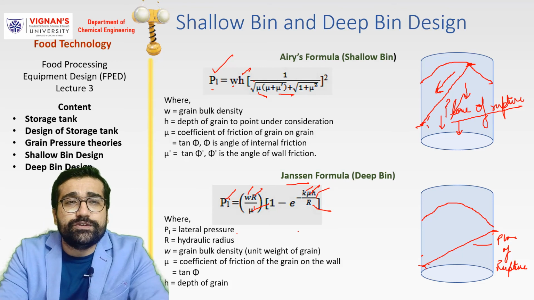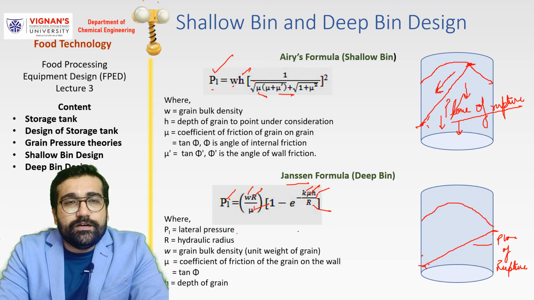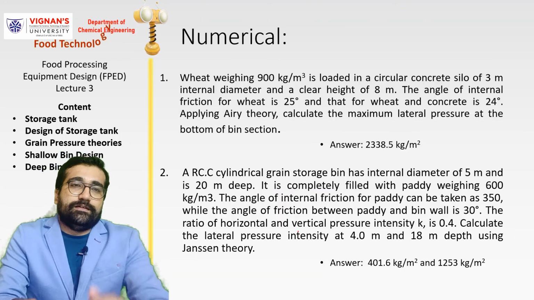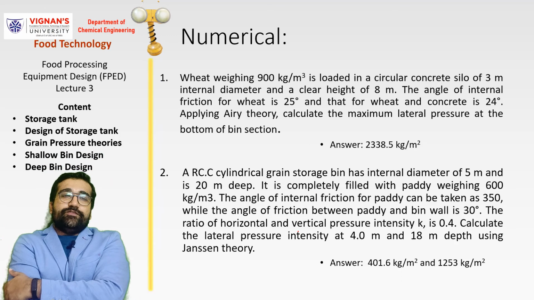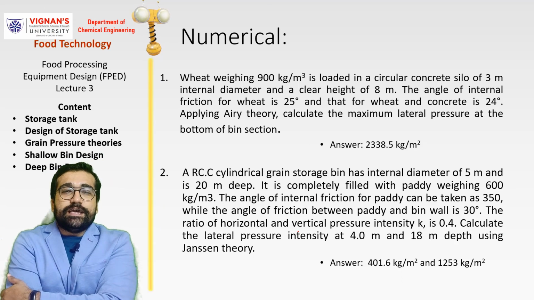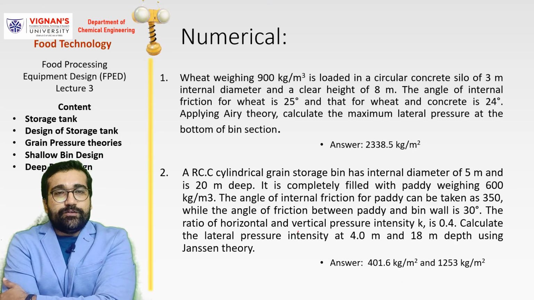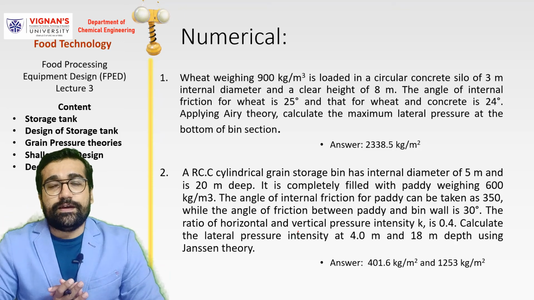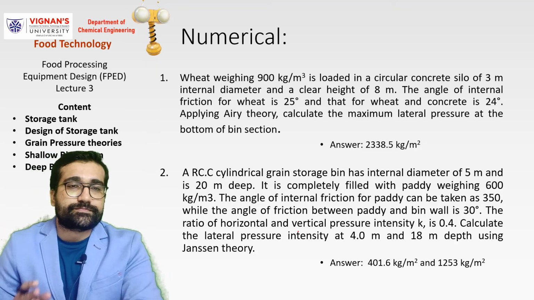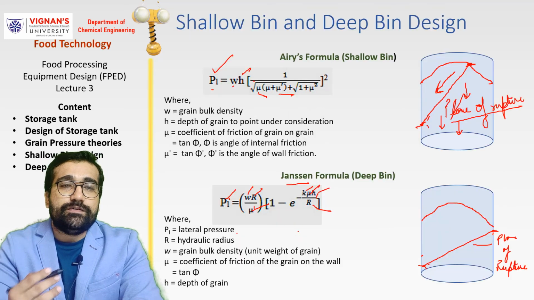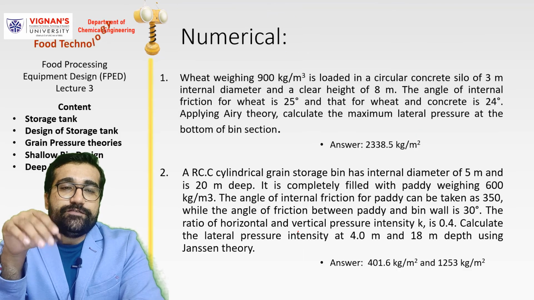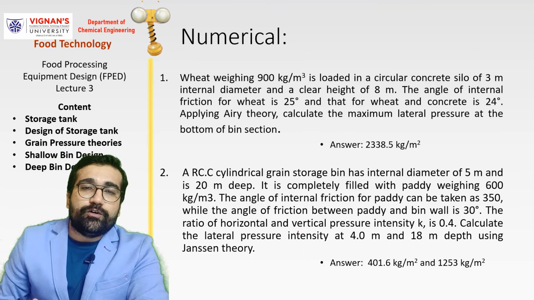So based on these two formulas, we are going to solve some numericals. The first numerical is about design of a shallow bin. In this we will use the Airy's formula, which we have seen here. In the numerical we know what W, H and mu are.